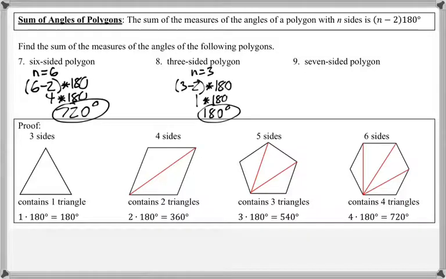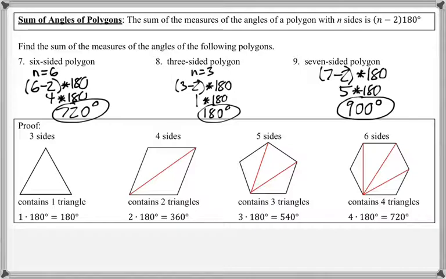Number 7 is looking at a 7-sided polygon, or a heptagon. So n would be 7 here. So 7 minus 2 times 180, and that is really 5 times 180. And 5 times 180 is going to give us 900. So the sum of the angles of a heptagon has to be 900 degrees.